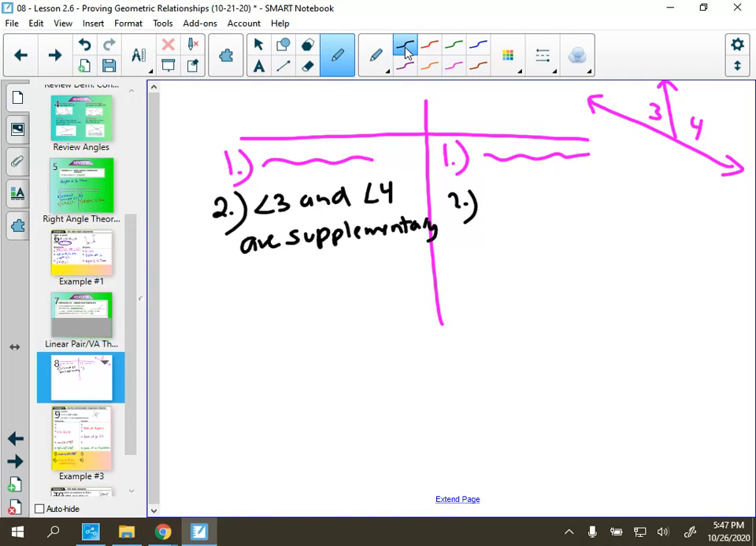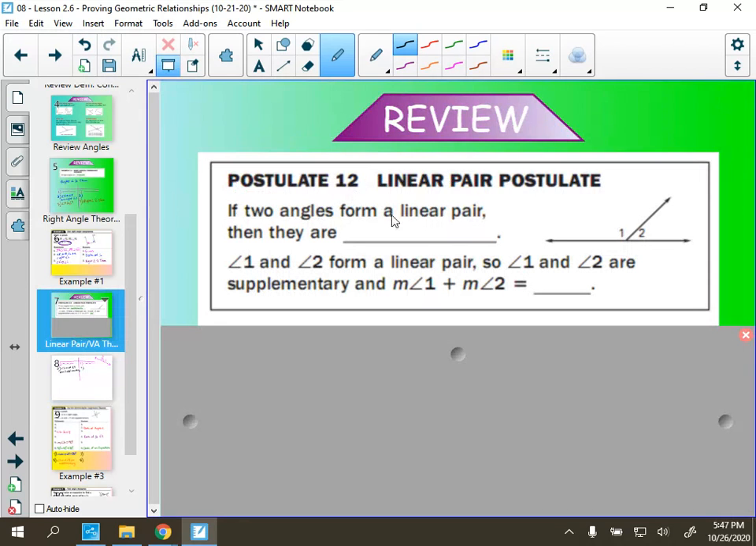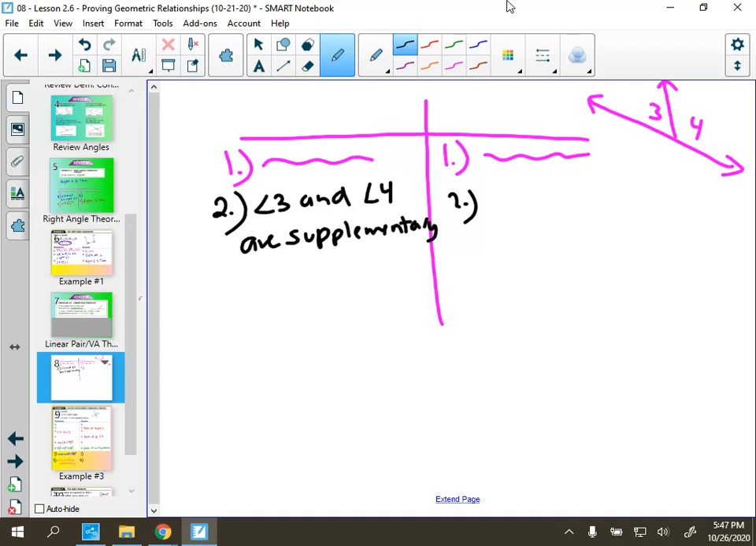And that's exactly what our linear pair postulate says. It doesn't say anything about 180. So here's the actual linear pair postulate. If two angles form a linear pair, then they are supplementary. That right there is the linear pair postulate. Okay. Angles 3 and 4 are supplementary. I can see from the picture they're forming a linear pair, so that would be the linear pair postulate.